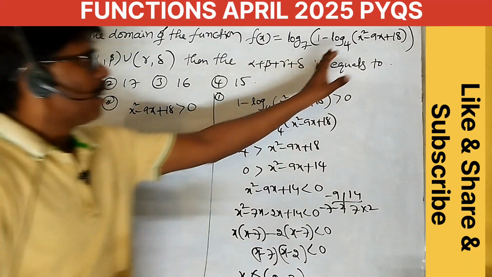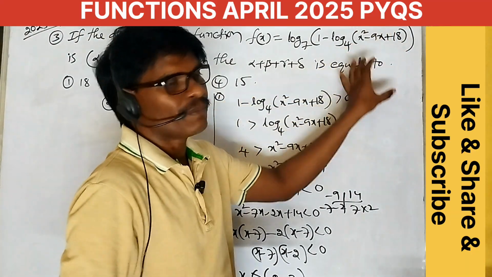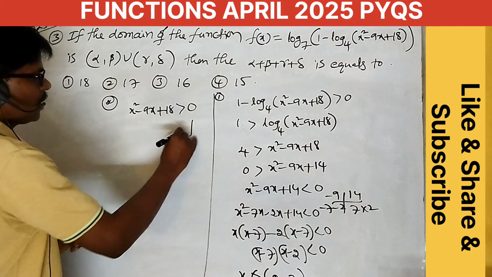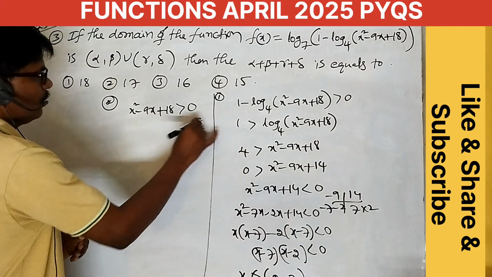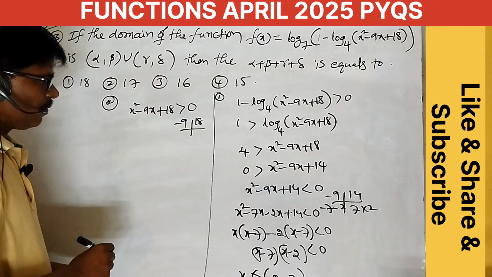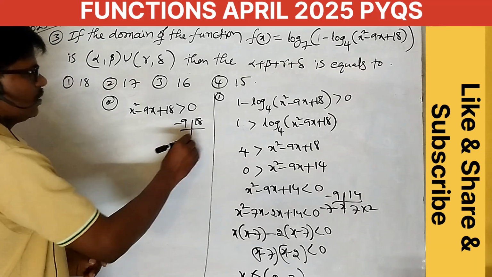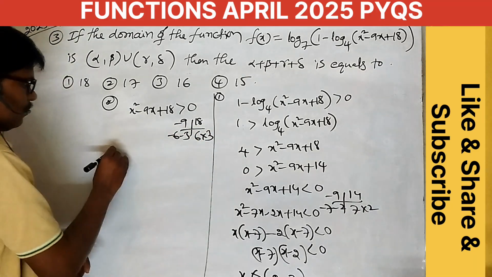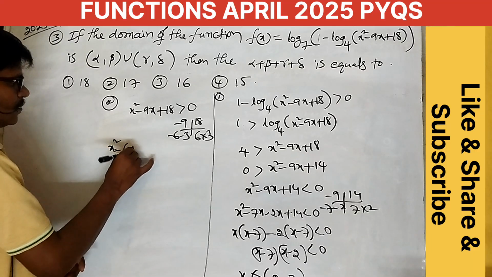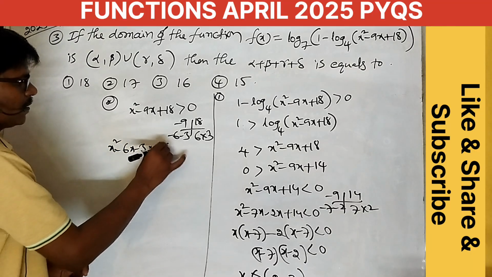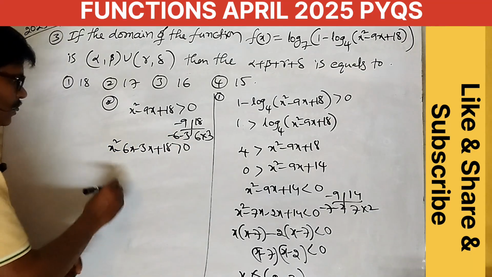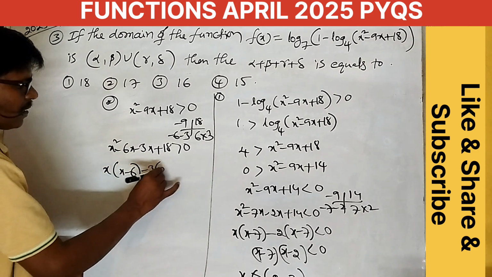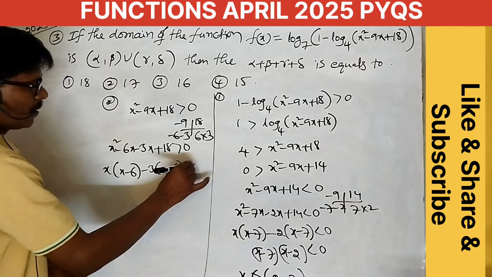This is also the logarithm part of log a base b, where log a is greater than 0. Simplify this one. 18 and 9: 6 into 3, and minus 6 minus 3. So x square minus 6x minus 3x plus 18 is greater than 0. Taking x common and minus 3 common, we get x minus 3 into x minus 6 is greater than 0.